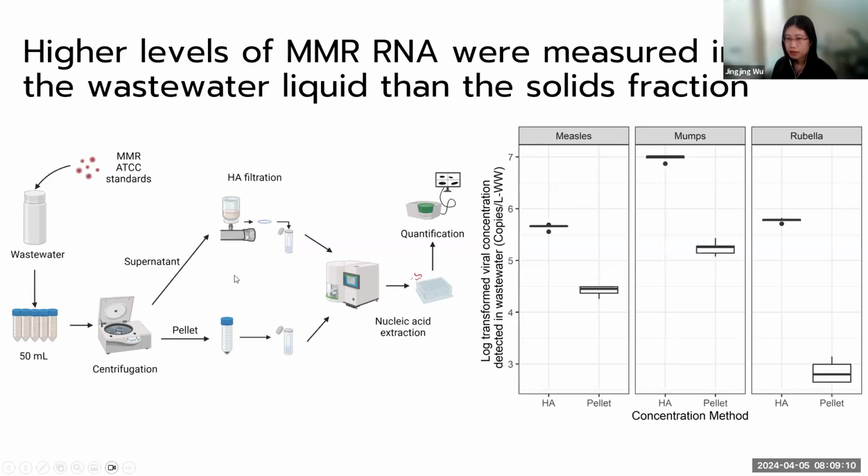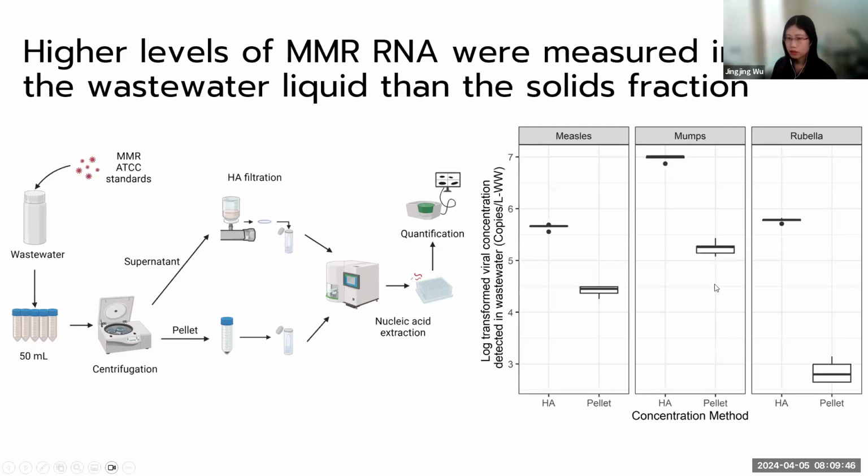The supernatant underwent the electronegative filtration, indicated as H3 filtration here. Then both fractions underwent bead beating, RNA extraction, and then we quantified the RNA concentration in both the liquid and solid fraction. This analysis process here is the regular pipeline we use for wastewater samples in our lab. So once we have determined the method, we can easily add the measles monitoring into our routine wastewater surveillance system.